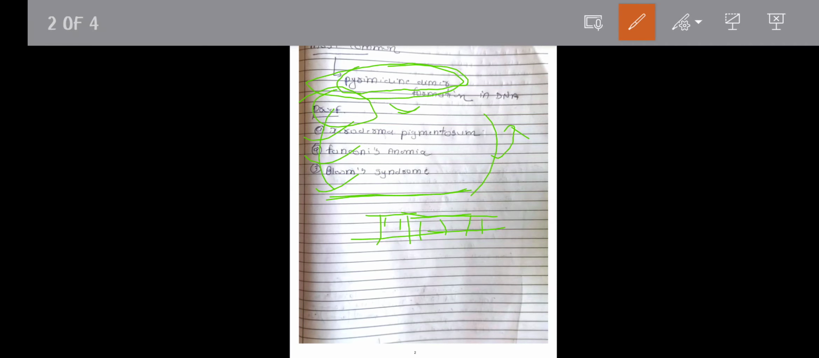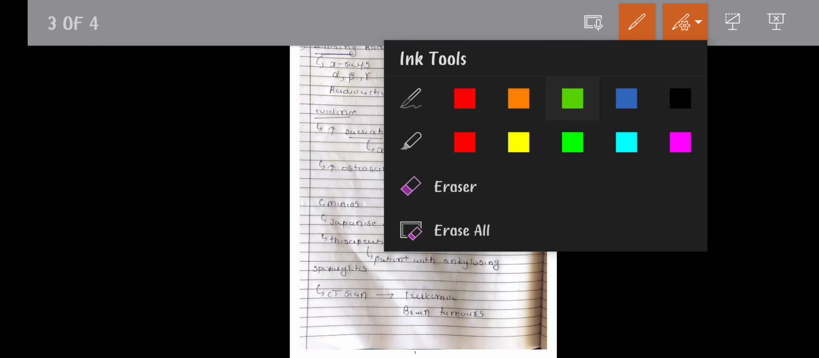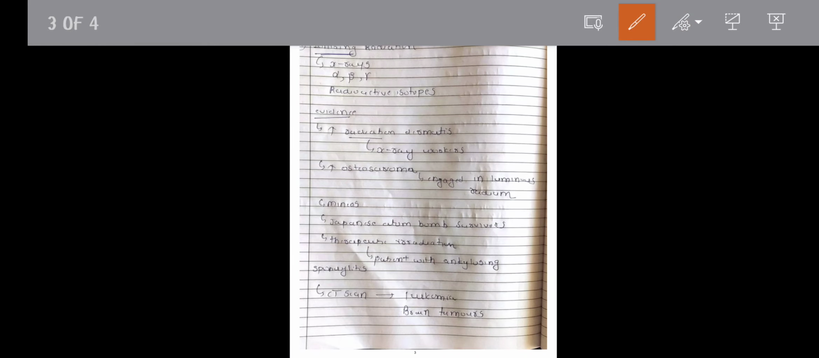UV light. Now we will discuss ionizing radiation. Ionizing radiation includes X-rays, which we all know about, alpha rays, beta rays, gamma rays, radioactive isotopes, protons, neutrons, which can cause cancer in animals and men.